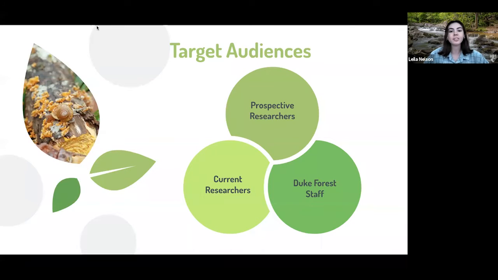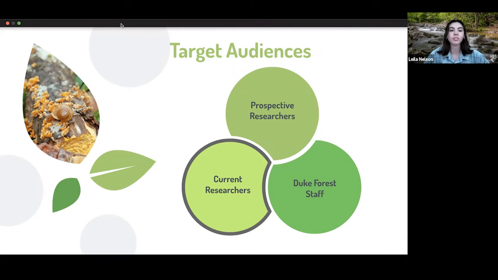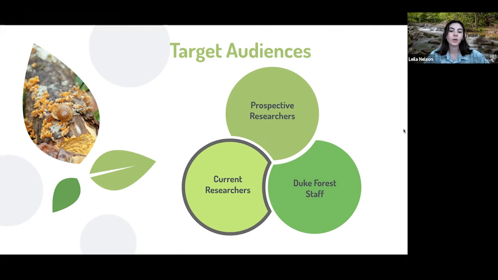And these involved parties can be broken down into our three target audiences that were affected by this problem and that we wanted to help with our solution. So first, we have prospective researchers, and those are researchers from all over the world that are considering conducting their research within the Duke Forest. Then we have current researchers, and you become a current researcher after you've filled out the registration and have been given a research site within the forest. And finally, we have the Duke Forest staff.